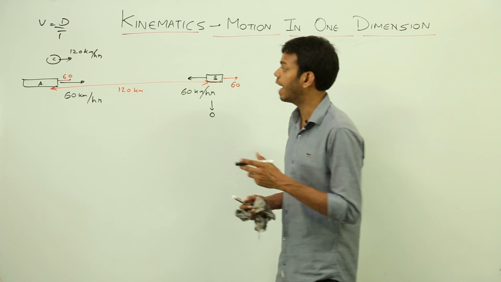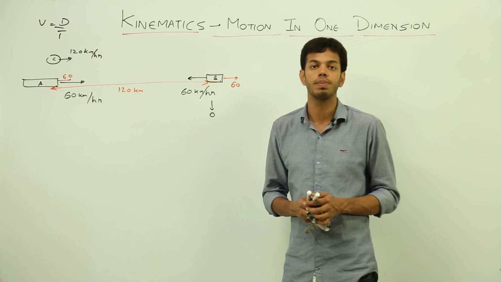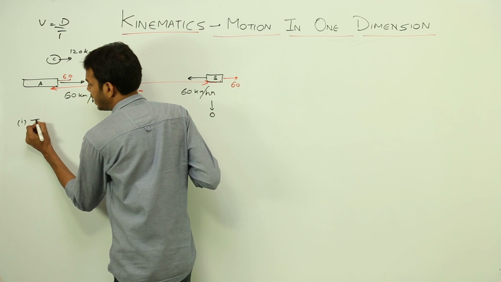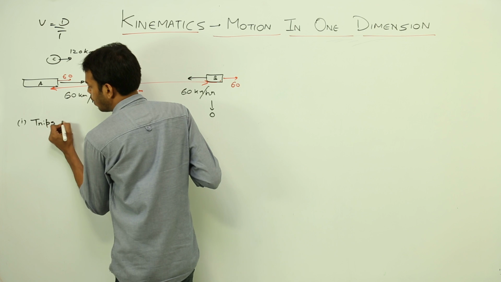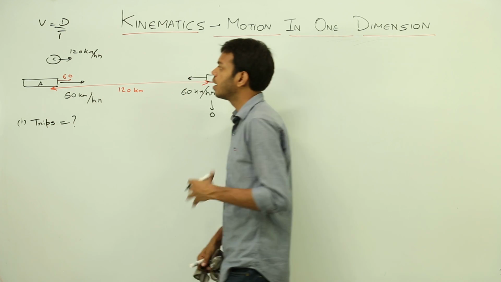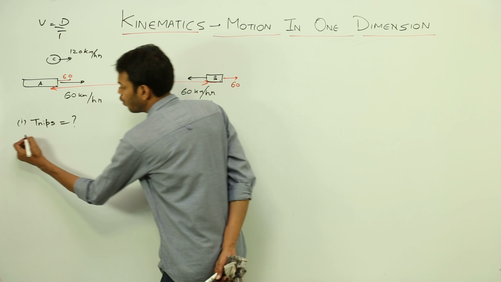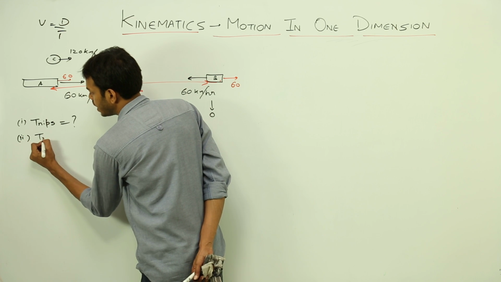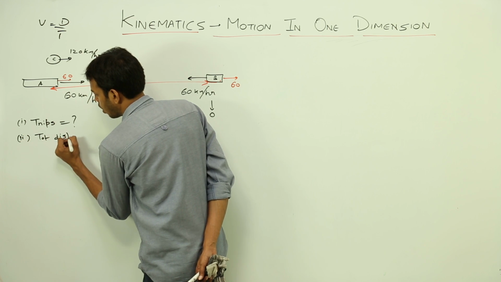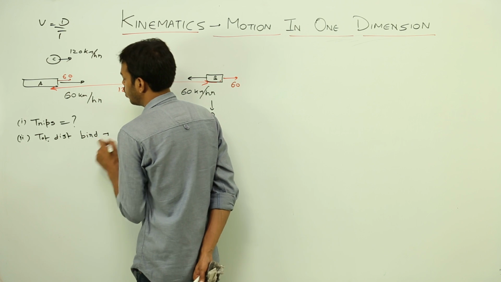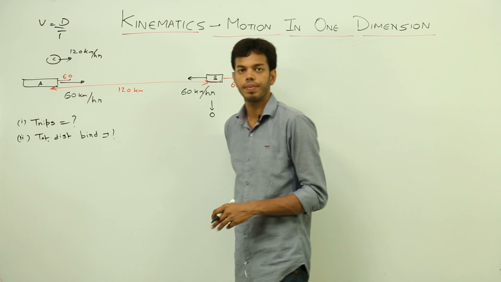Number one. Number two, we have to find the total distance covered by this bird C. First thing, we need to find the total number of trips which the bird makes before the trains collided. Number two, we need to find the total distance the bird covered before the collision. Okay, we'll start.